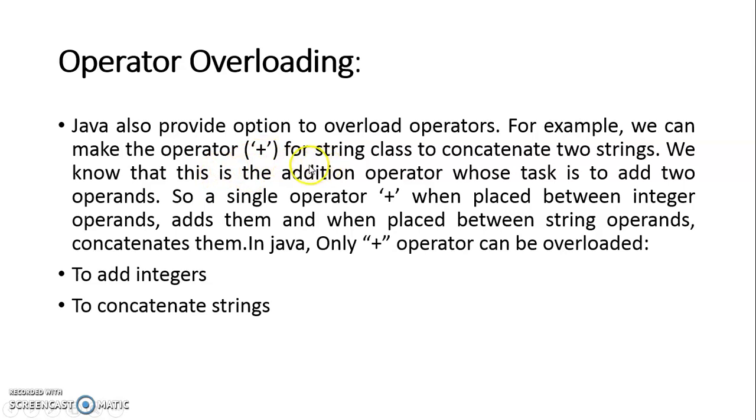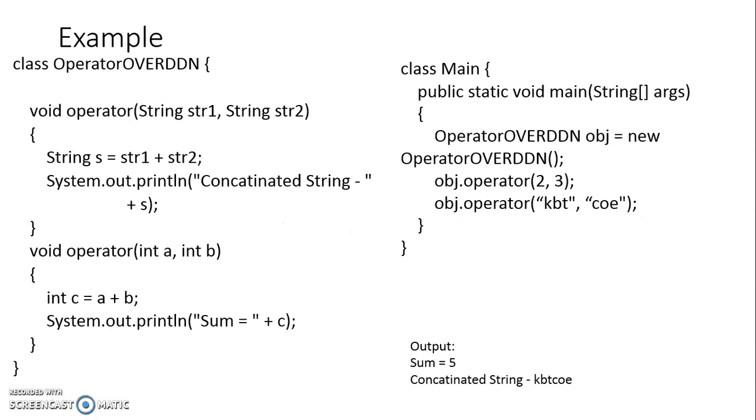Also we can perform addition of two integer values. So here a single operator, when placed between two integer operands, it will add them, and if it is placed between two strings, it will concatenate it. So here plus operator can be overloaded to perform two operations, to add integers and to concatenate two strings. So we will see the example of operator overloading.